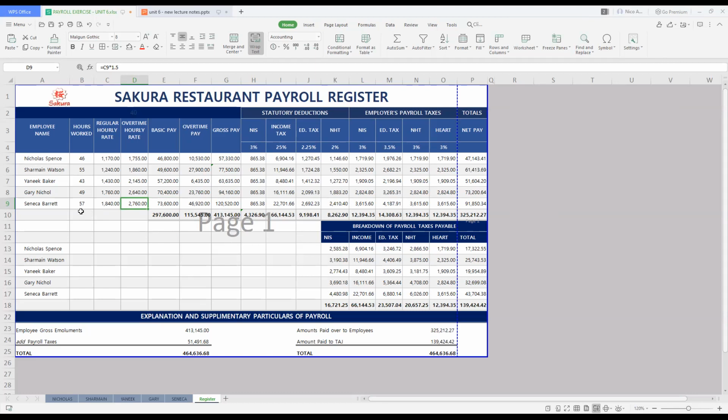So the remaining 17 hours is calculated at $2,760, and that gives us overtime pay of $46,920. And we add the $46,920 to the $73,600 to get a gross pay of $120,520. Sorry.